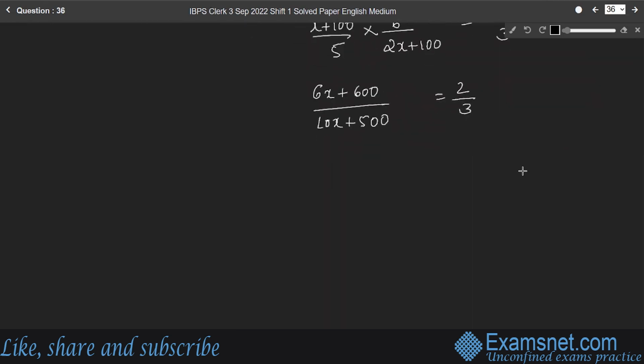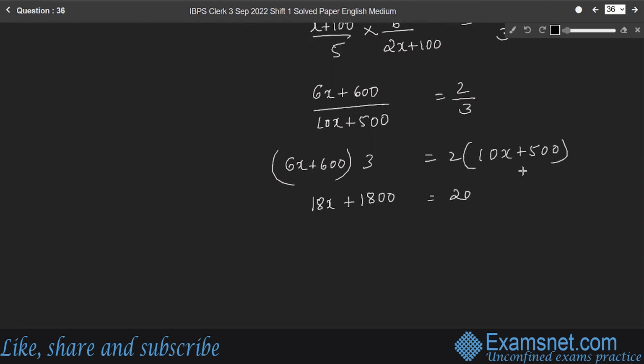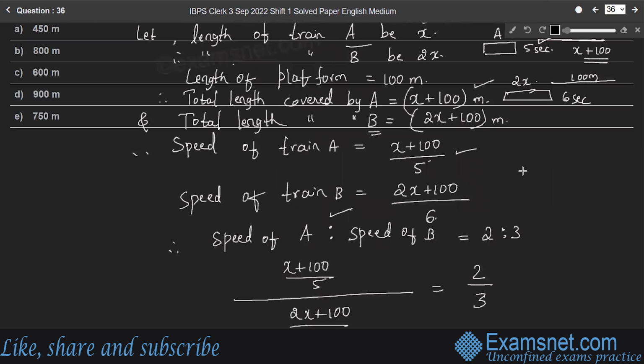Find the value of x. So 6x plus 600 into 3 is equal to 2 into 10x plus 500. Therefore, 18x plus 1800 is equal to 20x plus 1000. Therefore, 20x minus 18x is 2x is equal to 800. So, x is equal to 400. So, what is x? Length of train A.